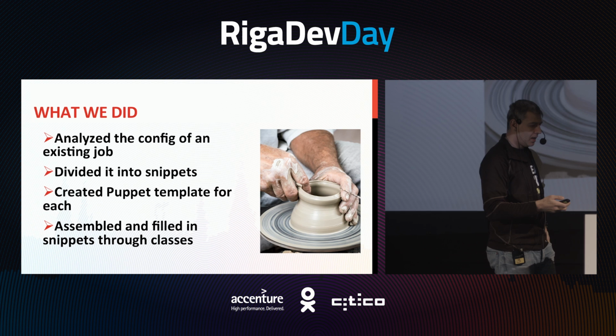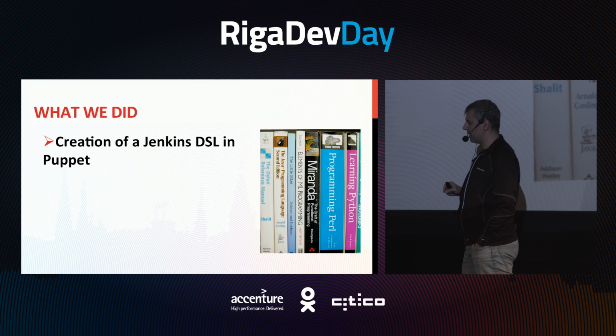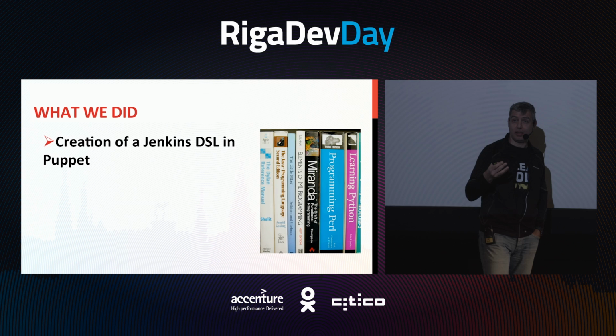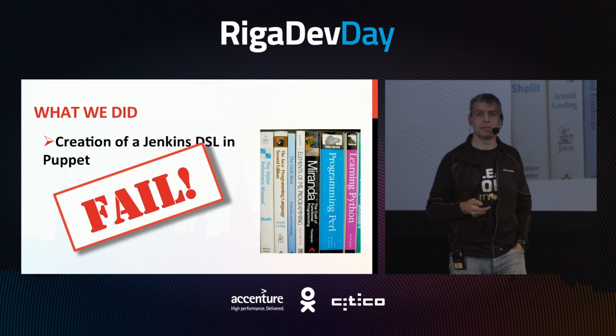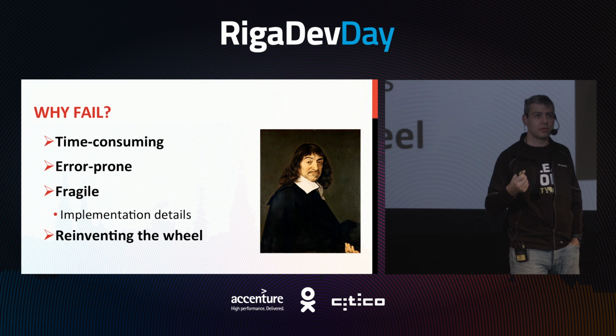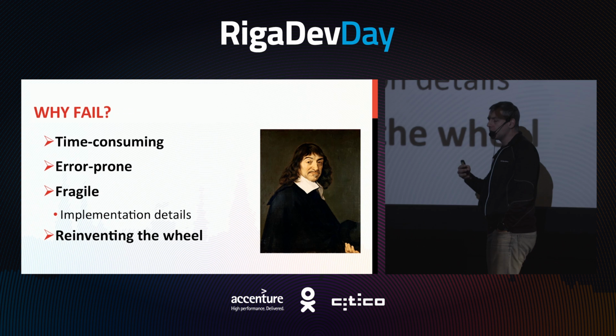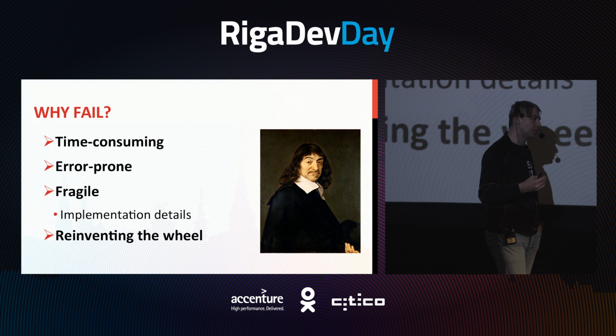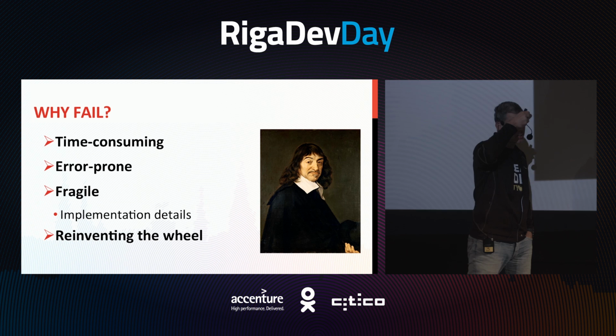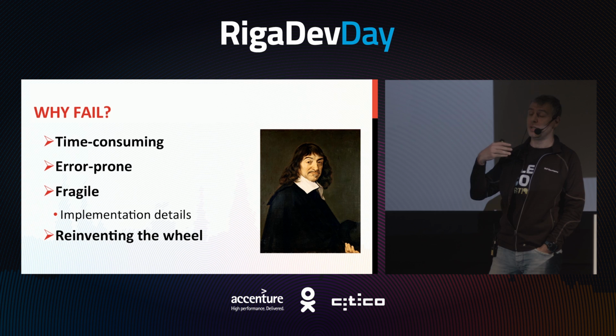And basically, it's not we, it's they, because they were really great, but I would have been more lazy again. They created a DSL for Jenkins. And this is a fail. Why? Well, for many reasons. It really took them much, much, much time. I cannot provide the metrics, but it was a huge effort, because you have to analyze the XML, understand how it's read by Jenkins, how it's used by Jenkins. So it's trial and error. You have to do a lot of back and forth, and so it's error prone.